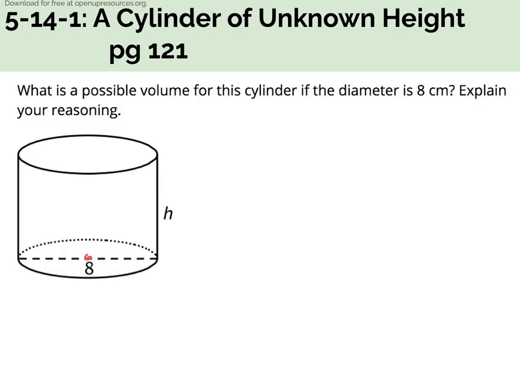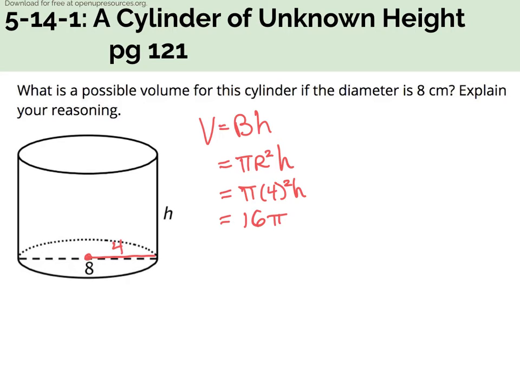So if our diameter is 8, that means my radius is going to be 4. Remember, the radius is half of the diameter, so 8 divided by 2 is 4. And remember, our volume is the area of the base multiplied by the height. Right now, let's just look at the area of the base. Our base is the circle, and the area of the circle is pi radius squared, times height. Let's put in our radius. Right now we have pi times 4 squared multiplied by height. So 4 squared, 4 times 4, is 16. And then we have 16 multiplied by pi, and then multiplied by height itself.